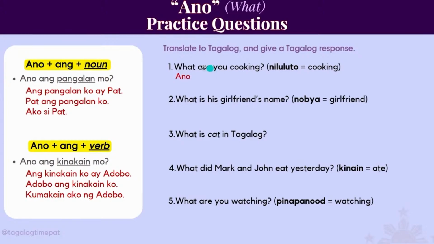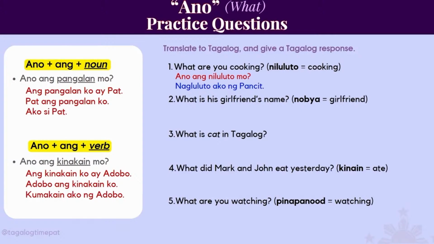So let's do number 1 together. What are you cooking? Ano ang, and then the verb, right? So we're just following this sentence structure. Ano ang niluluto mo? What are you cooking? And then a response could be, nagluluto ako ng pansit. So this kind of brings in all of the different conjugations that we had learned in the previous lessons.